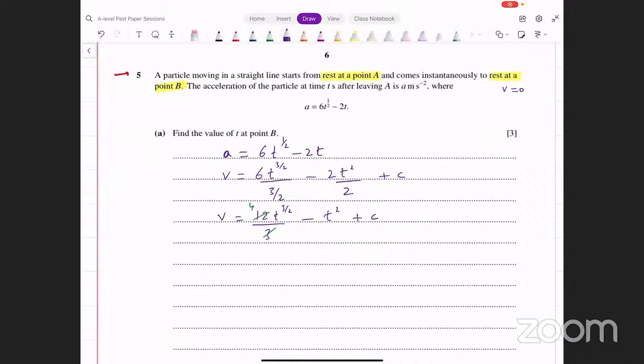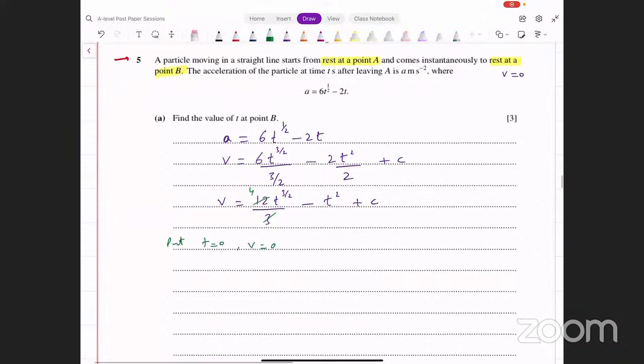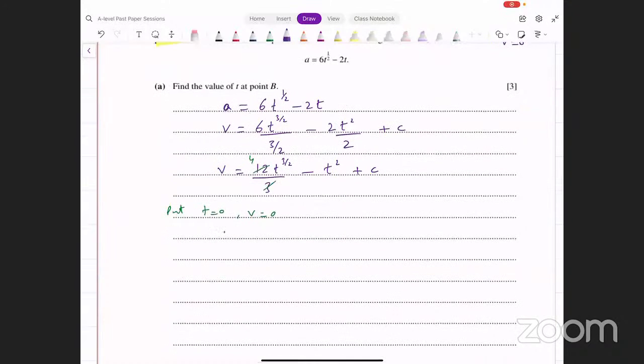How do you find that? You are also given that it's starting from rest at the point A. Start भी rest से कर रहे हैं. इसका मतलब ये है कि जब time 0 है तो velocity 0 है. So when t equals 0, velocity equals 0. If you were to put all of that here, c की value 0 आ जाएगी, right?